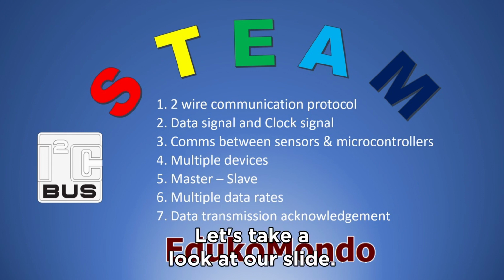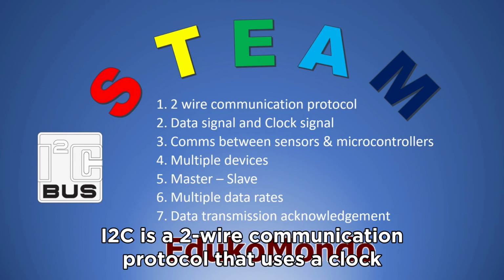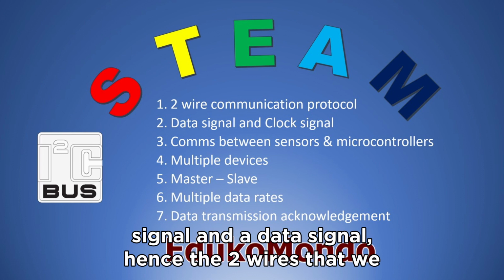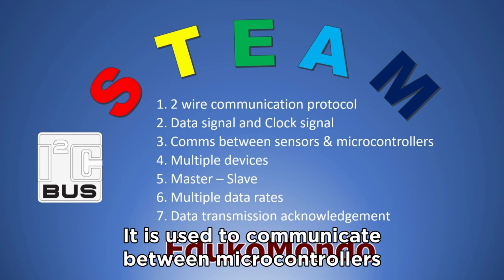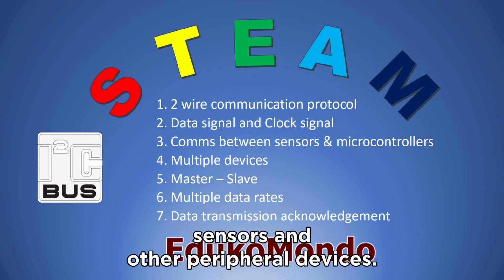Let's take a look at our slide. So, I2C is a two-wire communication protocol that uses a clock signal and a data signal, hence the two wires that we need to connect. It is used to communicate between microcontrollers, sensors, and other peripheral devices.